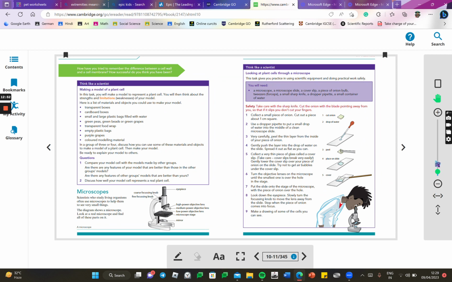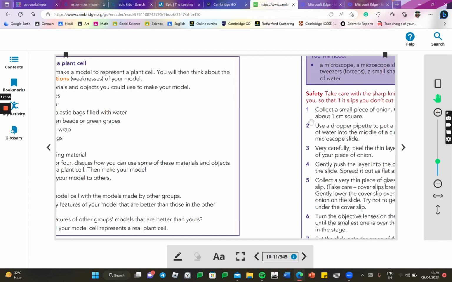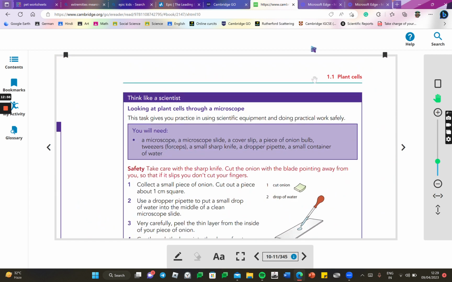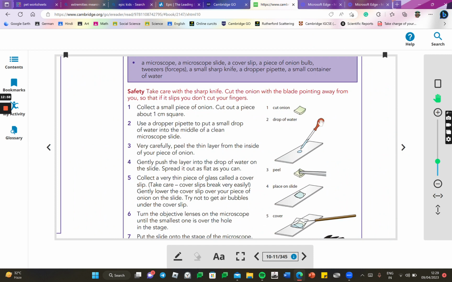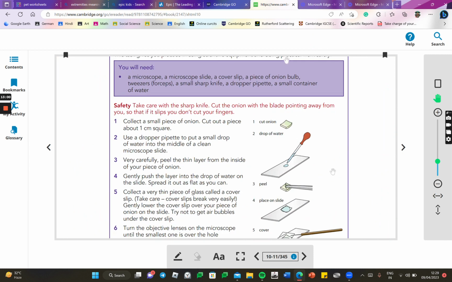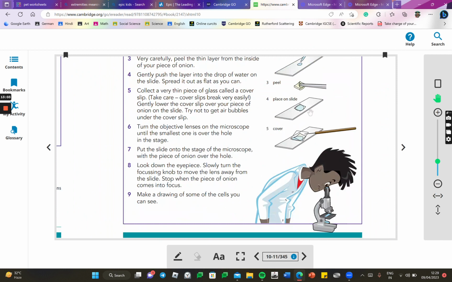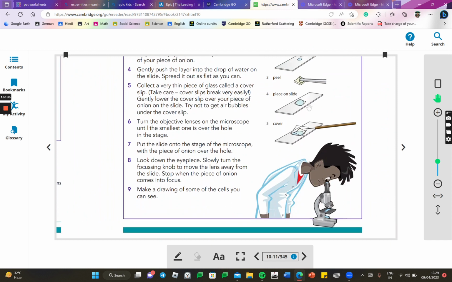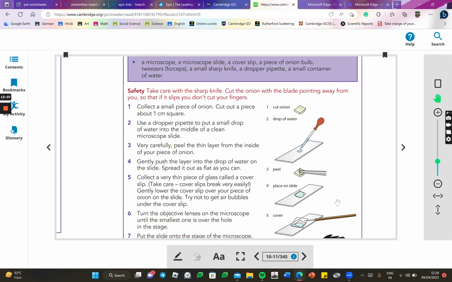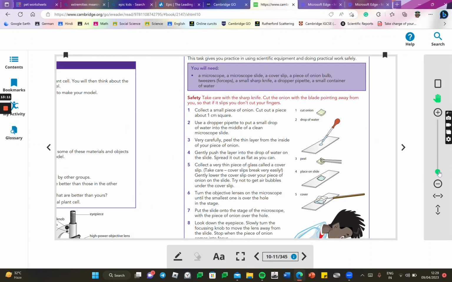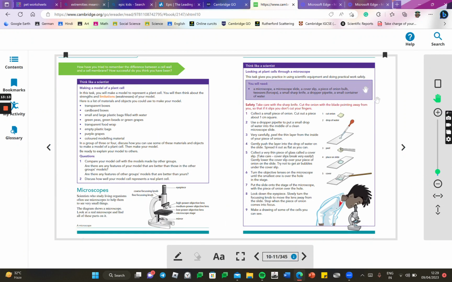So here what they're saying is how to conduct an experiment using onion and some other objects that are required, and seeing the cells of an onion. Before going into this experiment, we'll read other parts of this chapter and then come back to it.